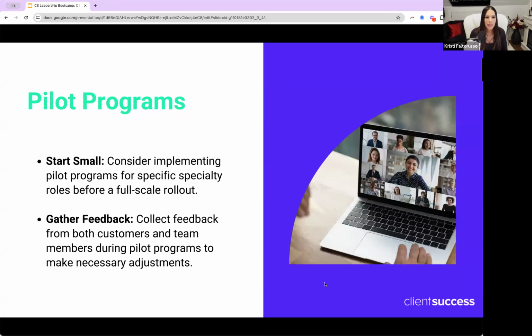Okay, and then lastly here, pilot programs. Like I said, I think it's so critical to start out with a small tranche of customers. If I'm going to use onboarding again as an example, which is of course by no means the only specialty role, but for the sake of this conversation, if we have an onboarding manager that we've now implemented, right? Start small.